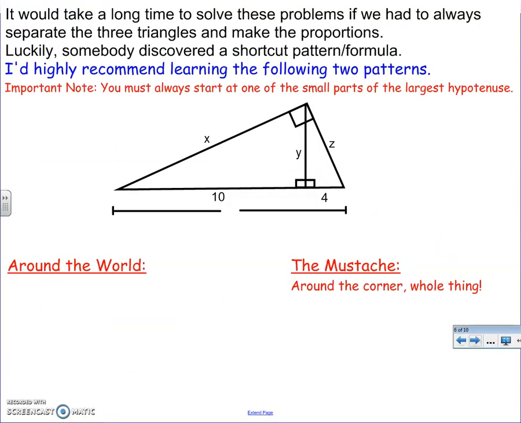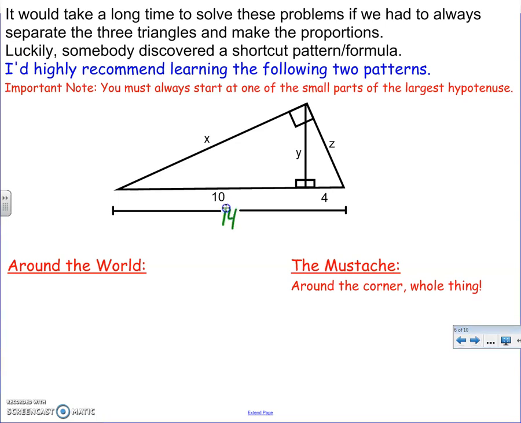All right, so it'll take a very long time to solve these problems. We're going to always separate the 3 triangles to find the proportions. So luckily someone discovered a shortcut, pattern formula. I'd highly recommend learning the following 2 patterns. And important note, you must always start at one of the small parts of the largest hypotenuse. All right, you also need to know the entire hypotenuse, so 10 plus 4 is 14.